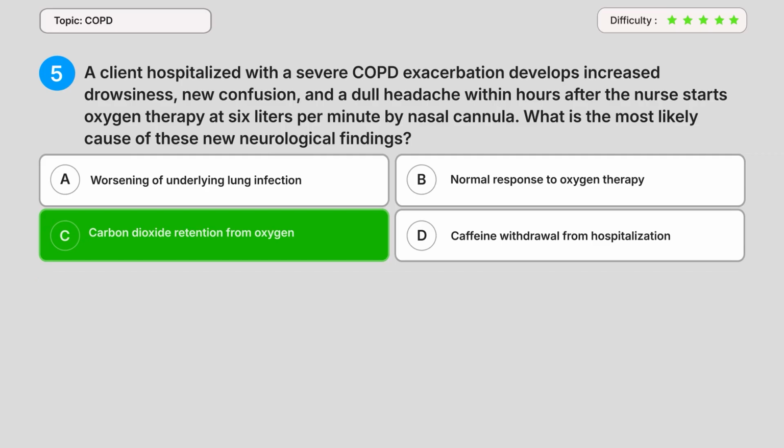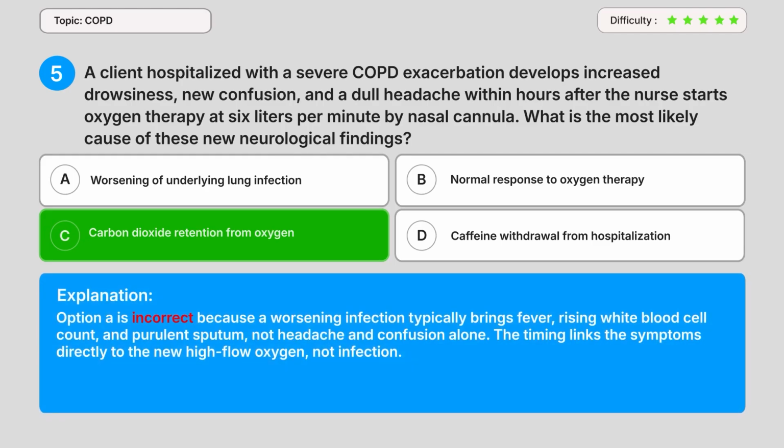Option A is incorrect because a worsening infection typically brings fever, rising white blood cell count, and purulent sputum, not headache and confusion alone. The timing links the symptoms directly to the new high-flow oxygen, not infection.